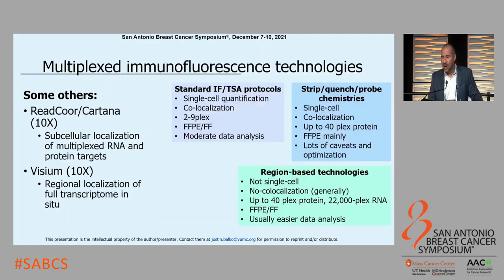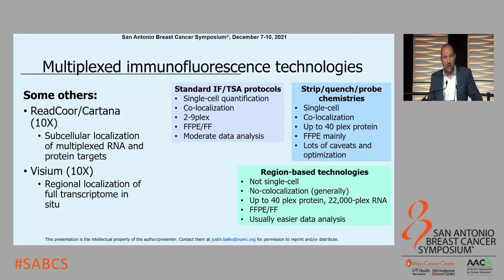And so there are some others. There's ReCORE Cartana, which gives a subcellular localization. There's Visium, which is a full transcriptome in situ across the entire specimen. These are earlier technologies. They're in many cases quite costly. They're probably not amenable to large numbers of samples, but they can tell you where to look in the rest of your samples. So that's a good point too, if you want to employ one of these higher level technologies, just use it on a few samples and then figure out what your exploratory marker is that you want to test across the rest of your samples.